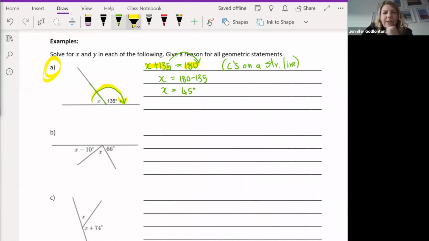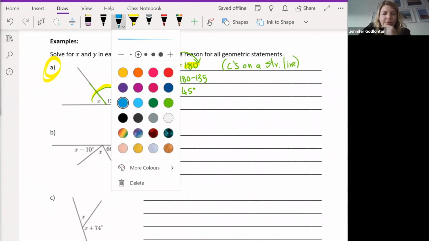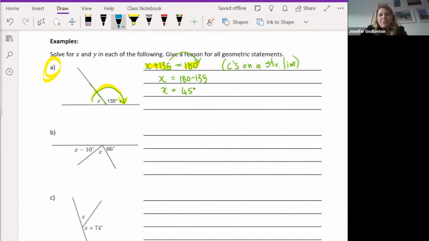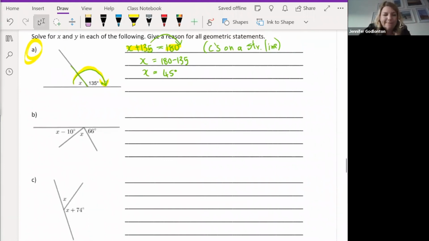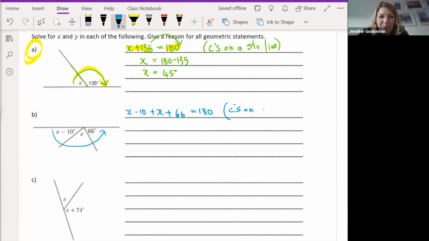Kecho, is your hand up to give me an answer, or do you have a question? Ma'am, to give an answer. Okay, which one would you like to talk us through, sweetheart? Number B. Okay, cool. What am I going to do for B? Ma'am, you're going to say x minus 10 plus x plus 66 degrees equals 180. What's my reason? Angles on the straight line. Well done. Perfect. Good. What's my next line going to look like? 2x plus 56 degrees equals 180.